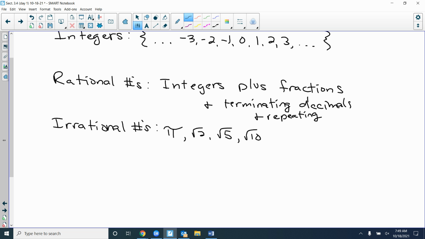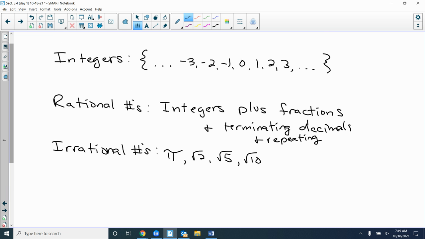So you're going to see these words. You're going to see, find the rational roots. Well, rational means it can be a fraction or a whole number. When we get to irrational, it means it's going to have a square root in it. So I just want to make sure you understand those differences.